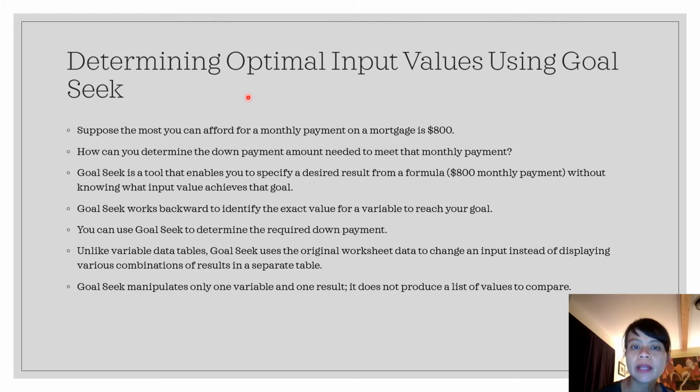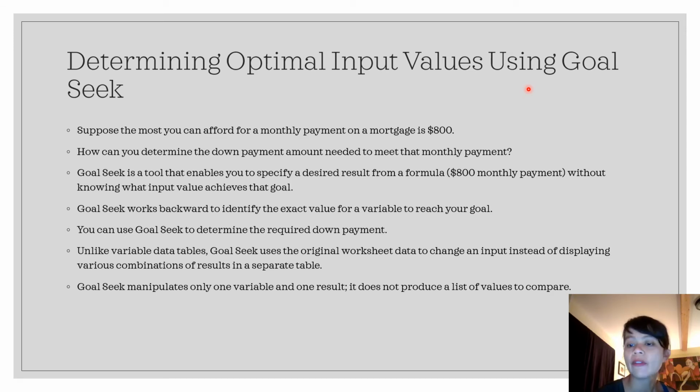So, determining optimal input values using goal seek. Suppose the most you can afford for a monthly payment on a mortgage is $800. So how can you determine the down payment amount needed to meet that monthly payment? Goal seek is a tool that allows you to specify a desired result from a formula, so the $800 monthly payment, without knowing what input value achieves that goal. So goal seek kind of works backwards to identify the exact value for a variable to reach your goal. You can use goal seek to determine the required down payment.